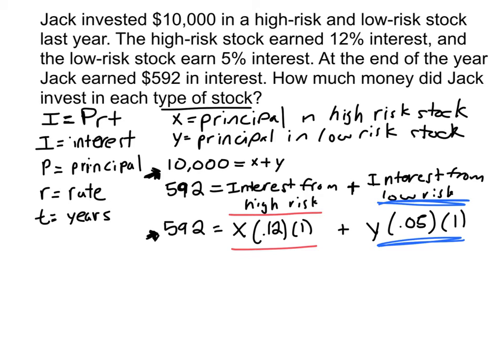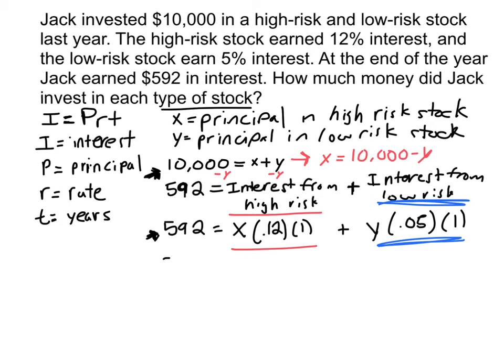Let's look at this equation here. If I were to solve for x in this equation, the way I would do that is subtract y from both sides, and then I would have an equation for x, right? So I would have x equals $10,000 minus y. Okay? So if I subtract y from both sides, that's what I would end up with. Alright, so now let's go ahead and plug in that value of x down here.